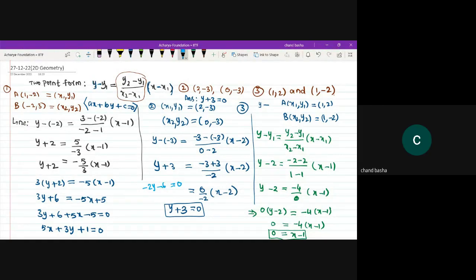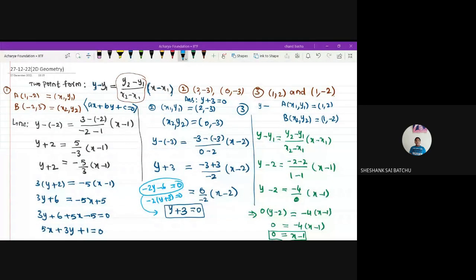Again, can we take minus 2 as common? Can I get the same y plus 3 is equal to 0? Yes. Or divide the total equation by minus 2. I'll get the same function. Sir, I have a doubt. Minus 2y minus 6 is equal to 0, is that right?